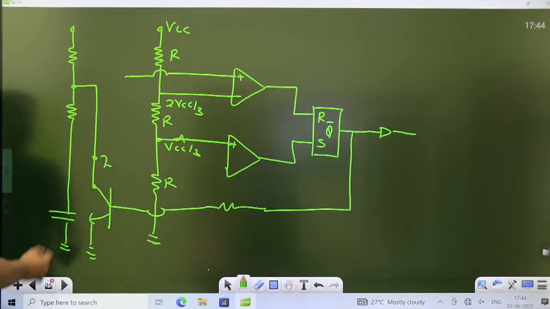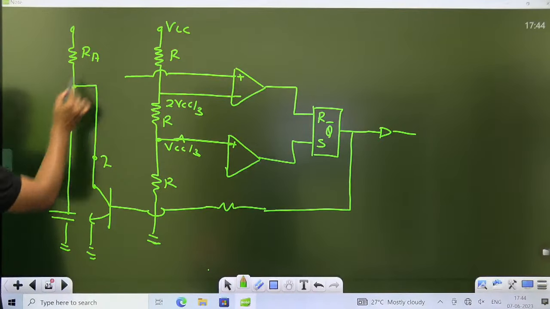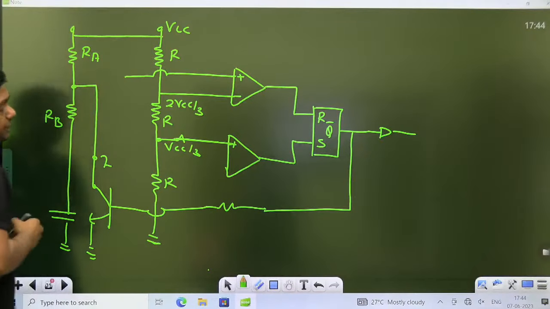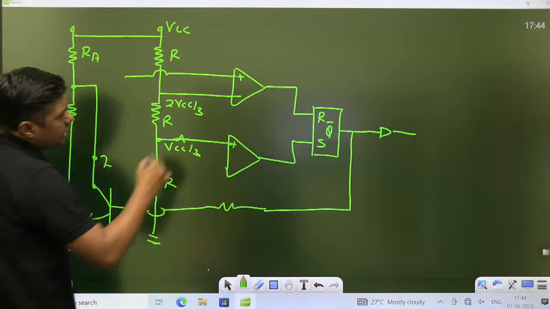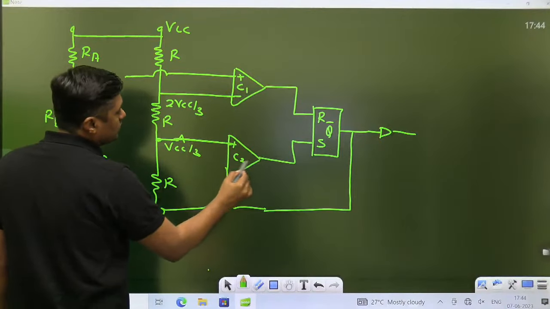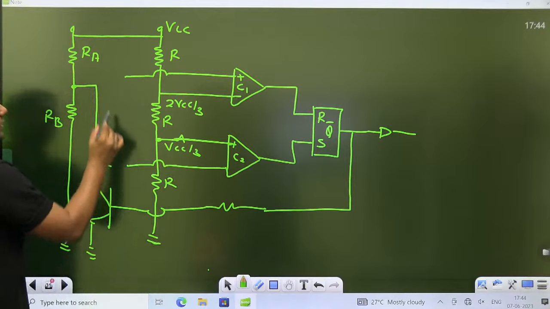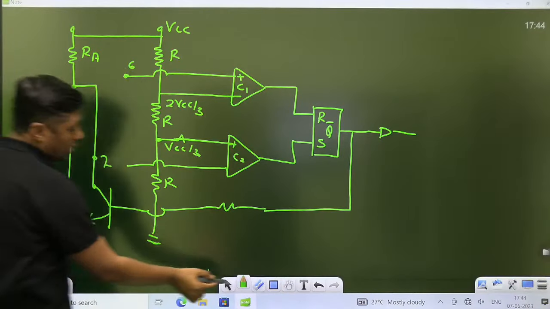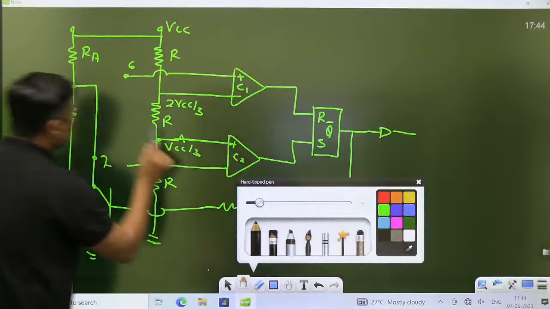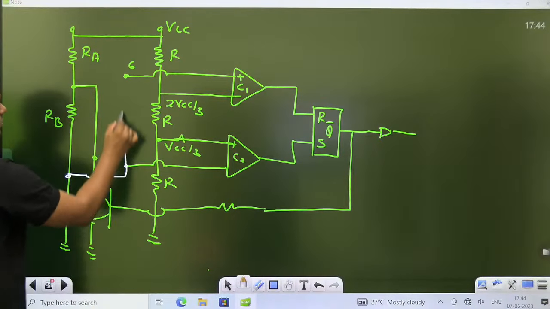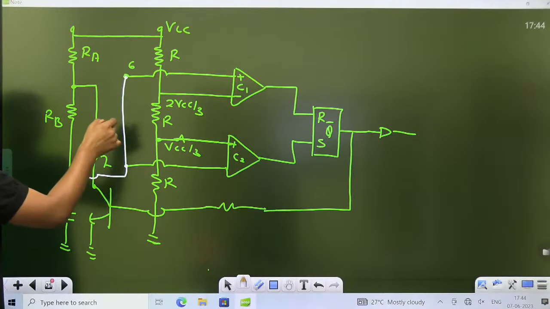These are the internal diagram. This is the RA, this is the RB, and that is the C. And this is also connected to VCC. Now we have the two comparators, C1 and C2. Its number 2 terminal is called trigger, and number 6 terminal is the threshold. Both 6 and 2 are connected to what? The voltage across the capacitor.